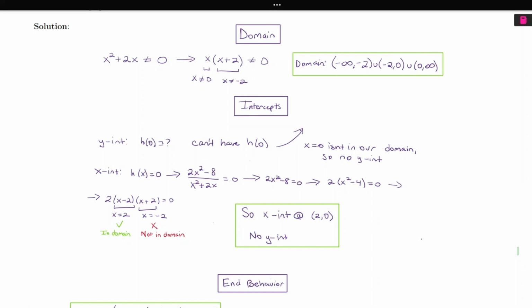Factor that and we get 2 times x squared minus 4 equals 0, which becomes 2 times x minus 2 times x plus 2 equals 0. We get x equals 2 and x equals negative 2, but negative 2 isn't in our domain, so we only use x equals 2. And so we have an x-intercept at 2, 0, and no y-intercept.